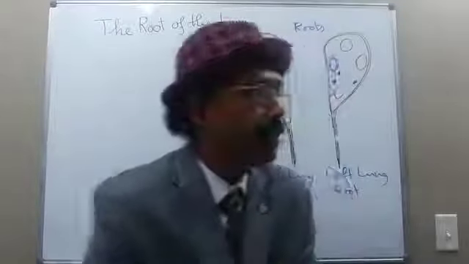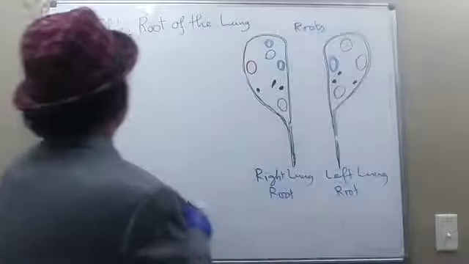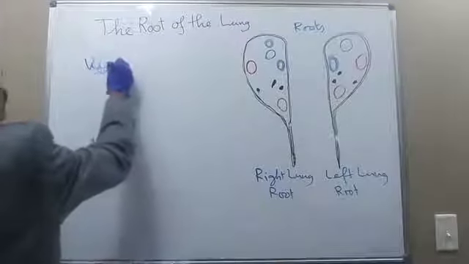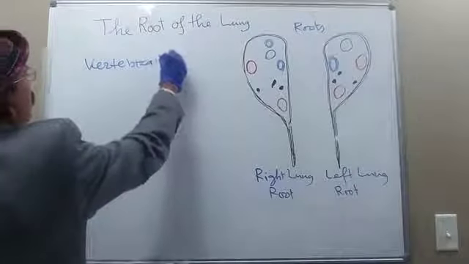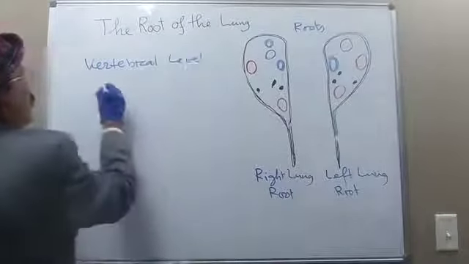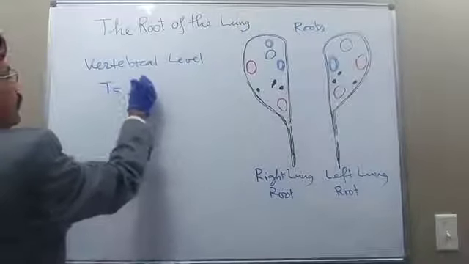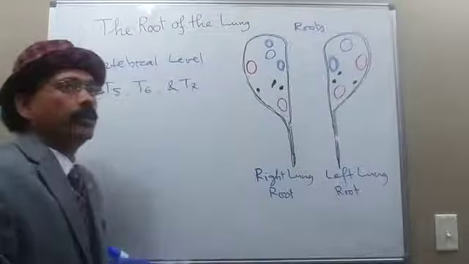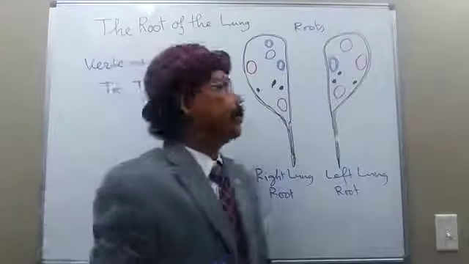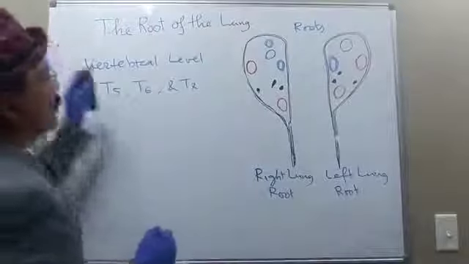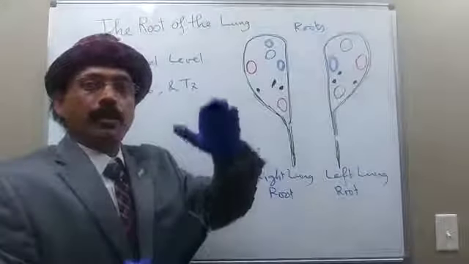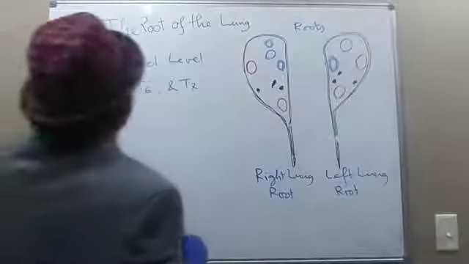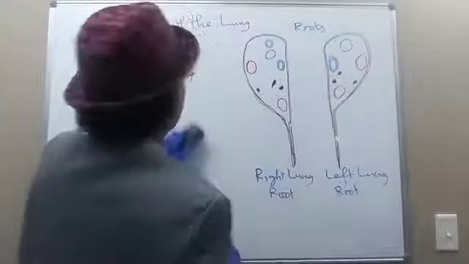Now we'll find out the vertebral level of the root of the lung. The vertebral level is T5, T6 and T7 thoracic vertebrae. The vertebral level may go up and down with respiration. We got the vertebral level.